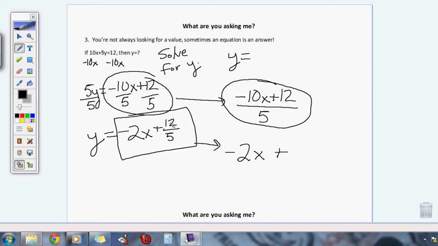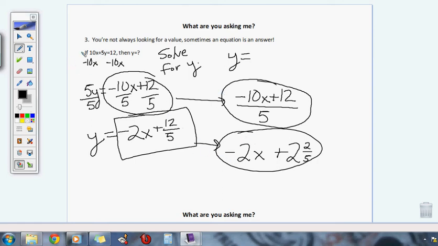and then how many times does 5 go into 12? It actually goes in there 2 times. And then we have 2 fifths left over. This is the mixed number. That's the improper number. So this is another way it could look. Try to find the equivalent way.